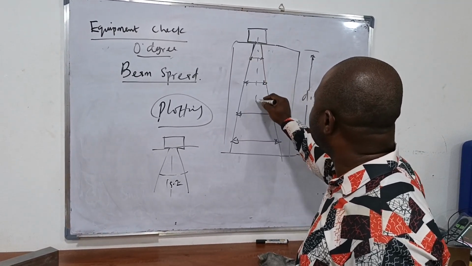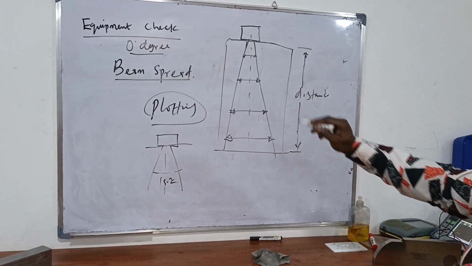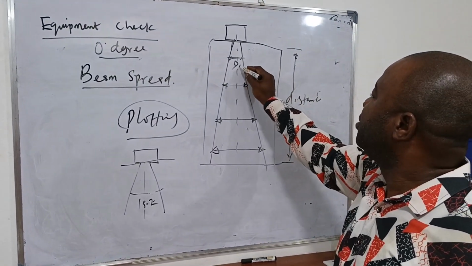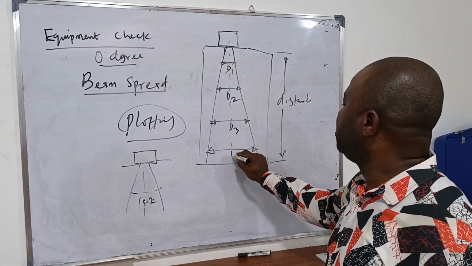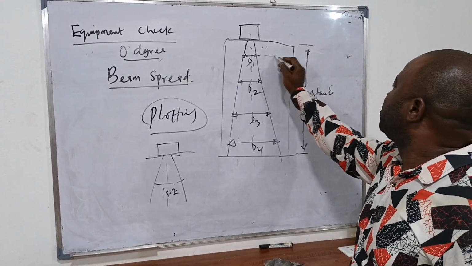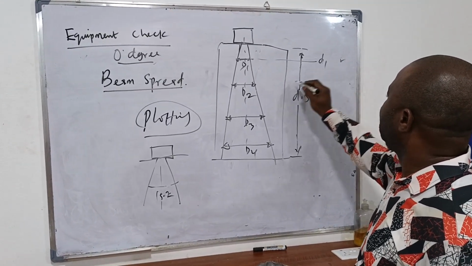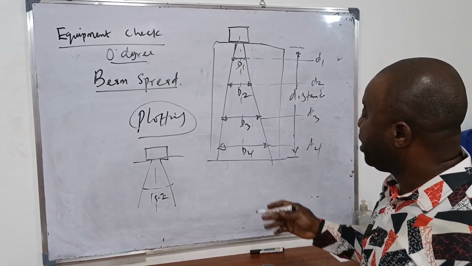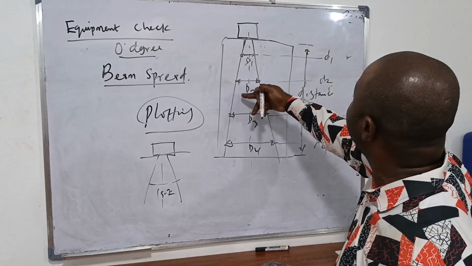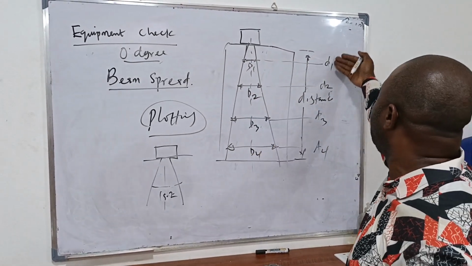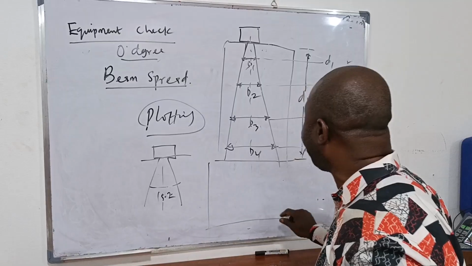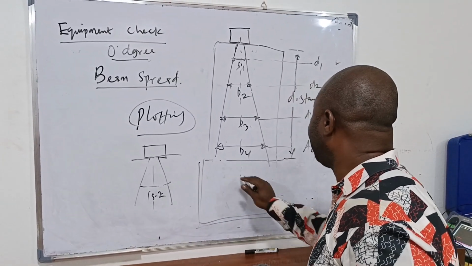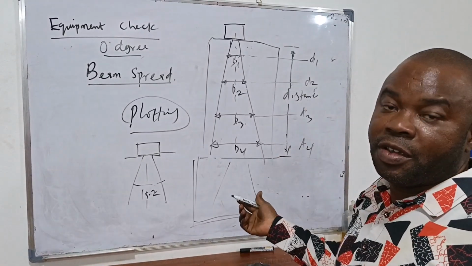Take note, if we have this as the center of the beam, and we can figure out a way to get this diameter, say D1, D2, D3, D4, I can call this my distance 1, distance 2, distance 3, distance 4. If I can figure out a way to get the value of capital D1 to D4 and small d1 to d4, and I plot it in a graph, that will give me my beam spread.